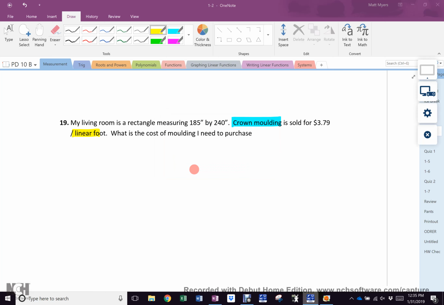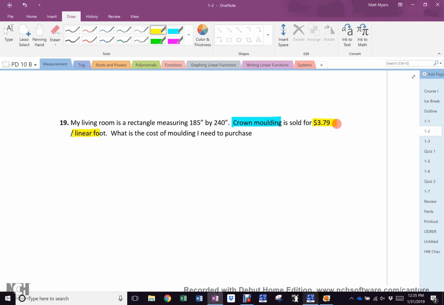So now that you know some stuff, it doesn't matter what the crown molding looks like. Every foot you need to buy is $3.79. Where does crown molding live? Some of you know, some of you don't. Where does crown molding live in a room?